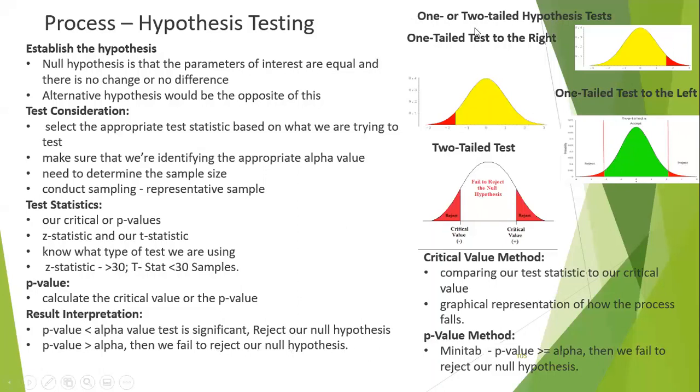So there is one-tailed or two-tailed hypothesis testing. After you do all this plotting, it will come as a one-tailed or two-tailed hypothesis test. This is a two-tailed hypothesis test, and then the critical value method, comparing our test statistic and our critical value. Based on that, you have to come back with your critical value method. As I told you, the p-value should be greater than the alpha value, then we will reject or accept.